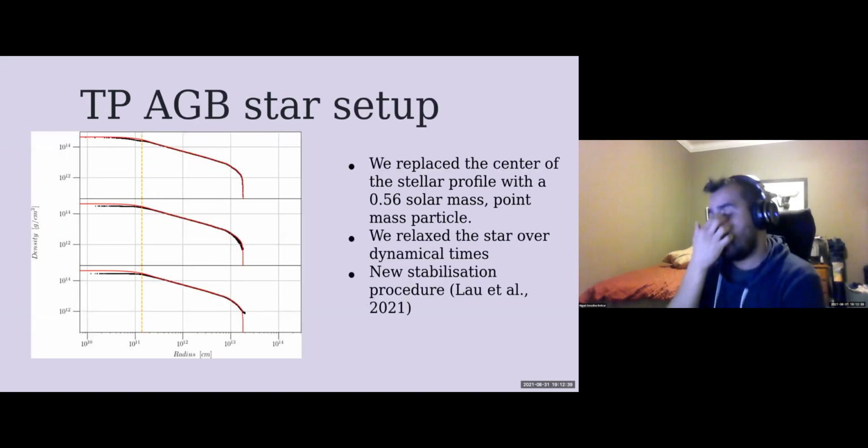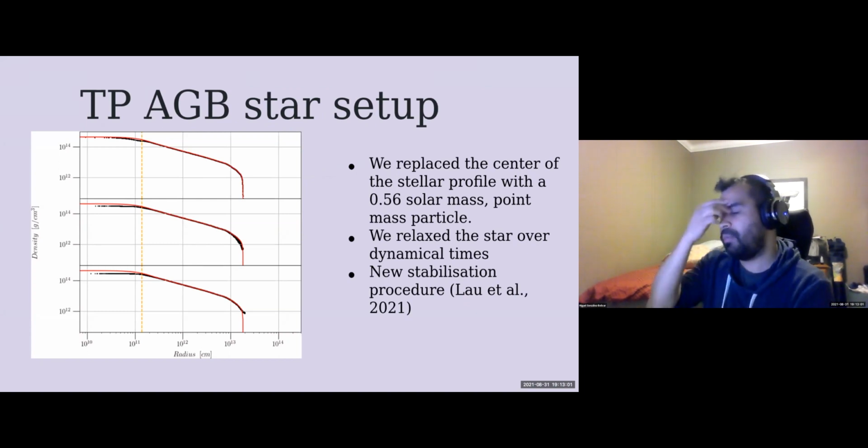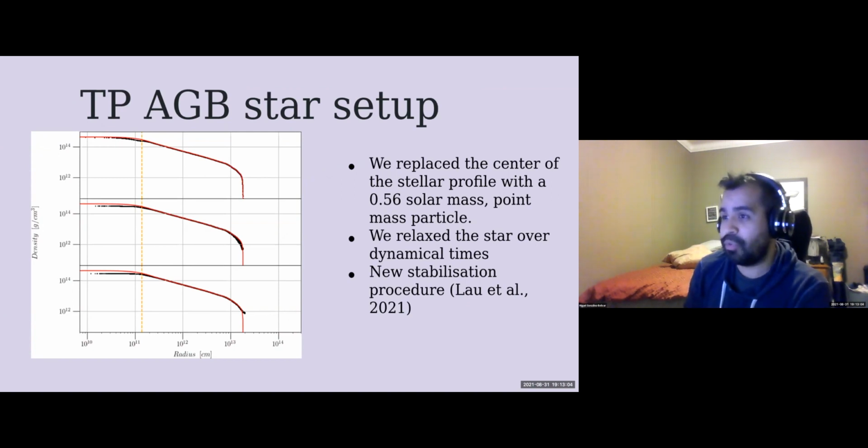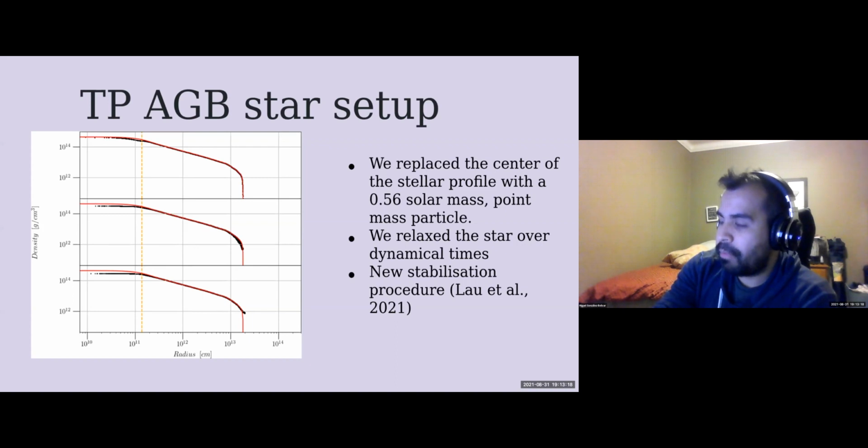Here I'm showing you just the standard things for the relaxation that everyone uses, which is basically just replacing the center of the stellar profile with a point mass particle. In this case, we use 0.65 solar masses because this represents around the value of the carbon core. Also because we have to play a little bit with this parameter to properly stabilize the model. And even further, we use the new stabilization procedure by Lau. He will publish this year, hopefully.